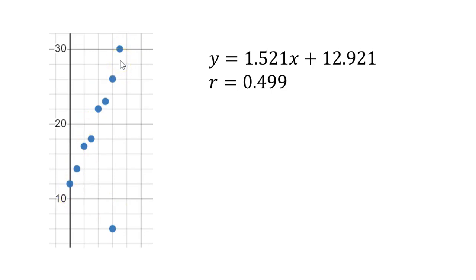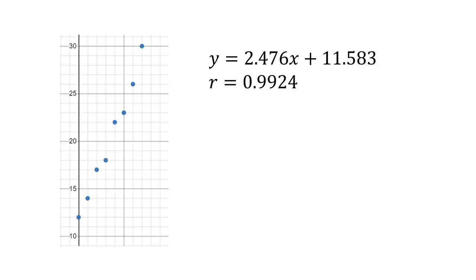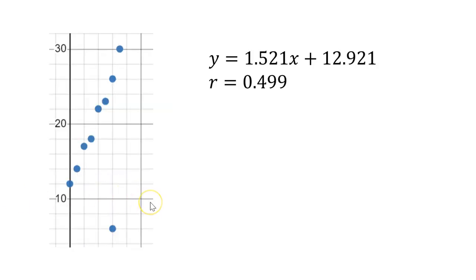The new line of best fit with this point included is y equals 1.521x plus 12.921. Remember, our original slope was 2.476. So from 2.476 to 1.521, that is what we would consider a significant change. That is a big change in the slope. And I would call this outlier an influential point.